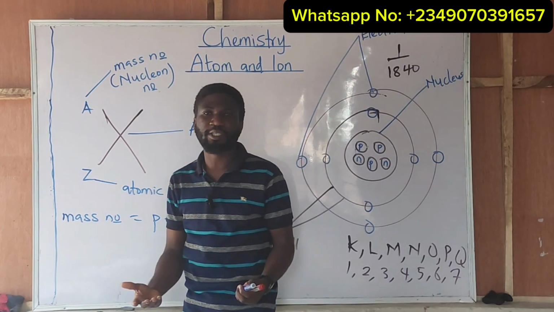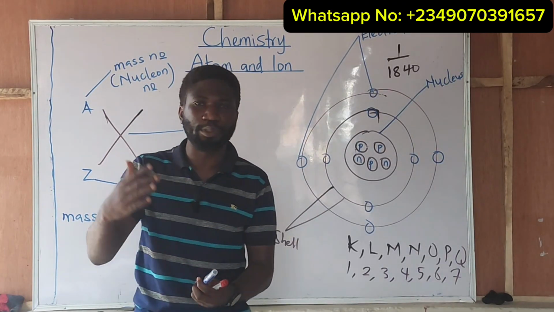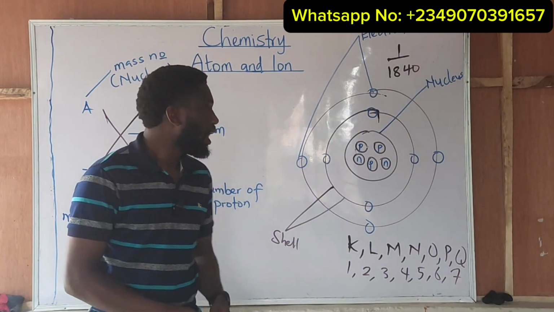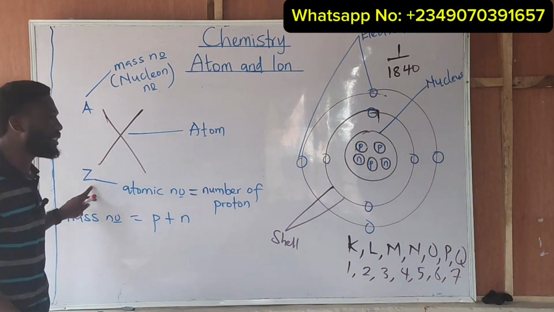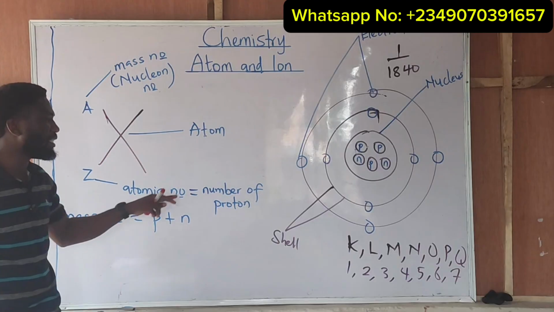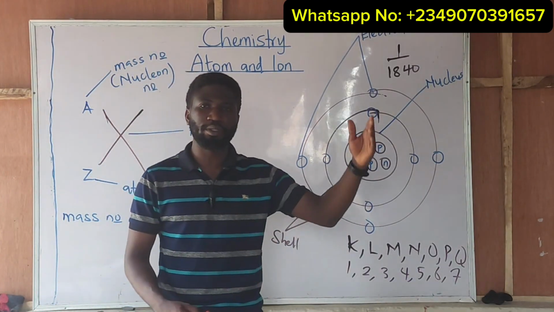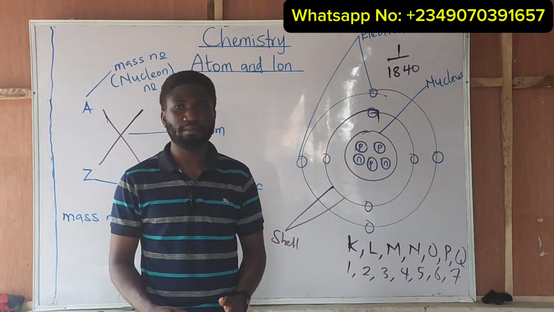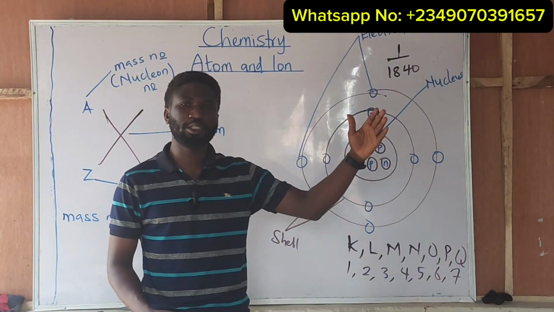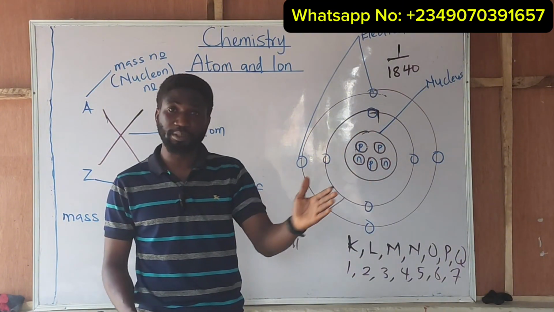And how do we get mass number? It is by adding the proton and the neutron. How do we get the Z now? It is the atomic number, which represents the number of proton. By now we know what we call atomic number. So once you know the first 20, the first 30 elements in the periodic table.